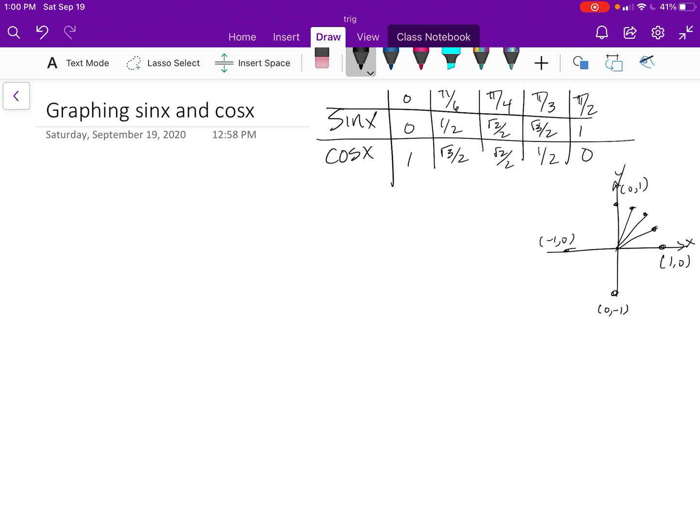Okay, let's break down graphing these two trig functions, sine and cosine, the two basic ones. They look very similar in nature as well. I included the table that I often reference, and I included a quick sketch of the 4 points on the axes of the unit circle.